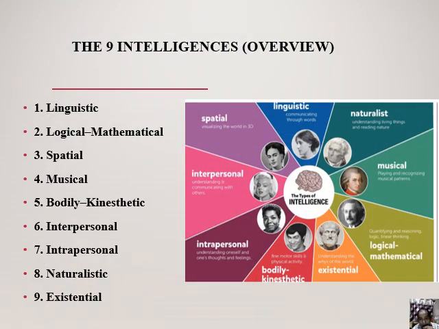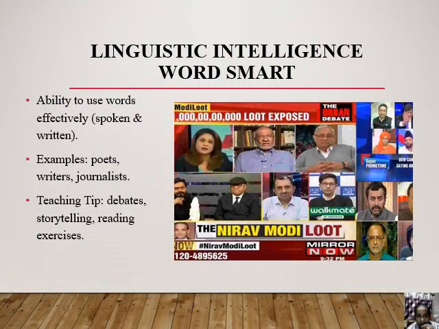This is the overview of 9 kinds of intelligence. Let us study these 9 kinds of intelligences in detail. First is linguistic intelligence, or we can say word smart. People with this kind of intelligence have the ability to use words effectively, spoken and written. Examples are poets, writers, journalists.